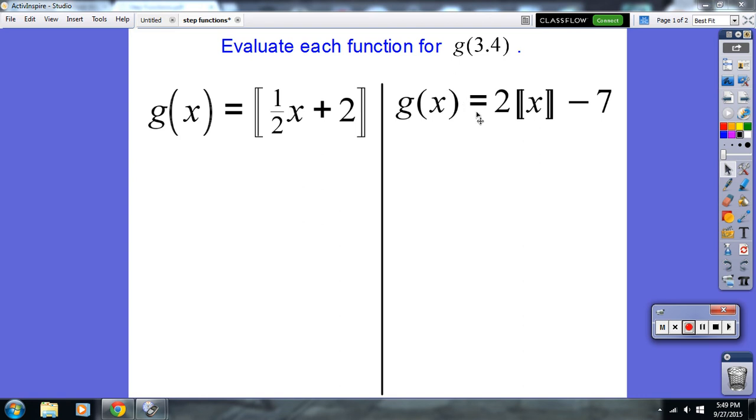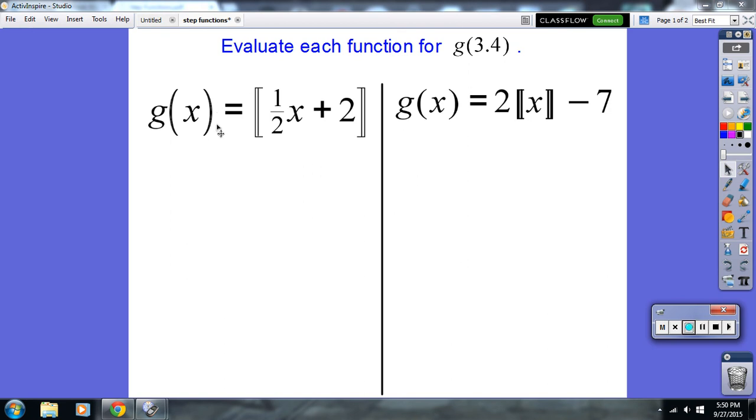For this second one, the only part that's in the greatest integer function is the x. So you would plug 3.4 into the greatest integer function, round down, then evaluate by multiplying by 2 and subtracting 7. So let's go through those steps.